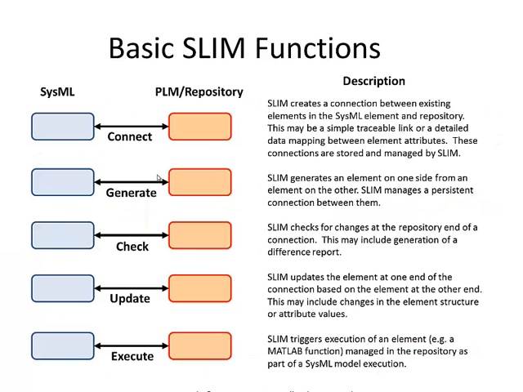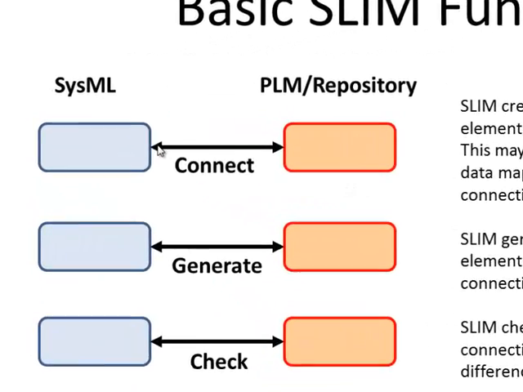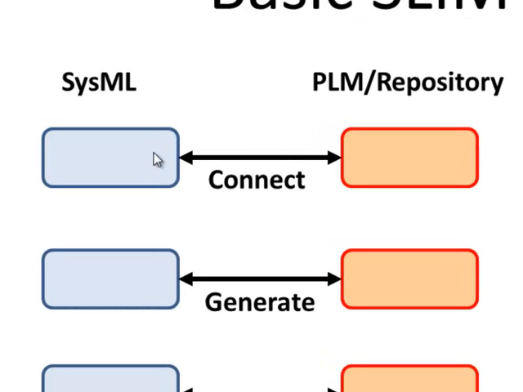Now, when we talk about connecting two different tools, we have to do that in the context of what we are trying to achieve by that connection. We've identified certain basic functionalities that SLIM must be able to perform. The one is simply to create a persistent connection between elements in the SysML model and in outside PLM systems or other repositories. Now, if the models already exist on both sides, we simply need to connect them.